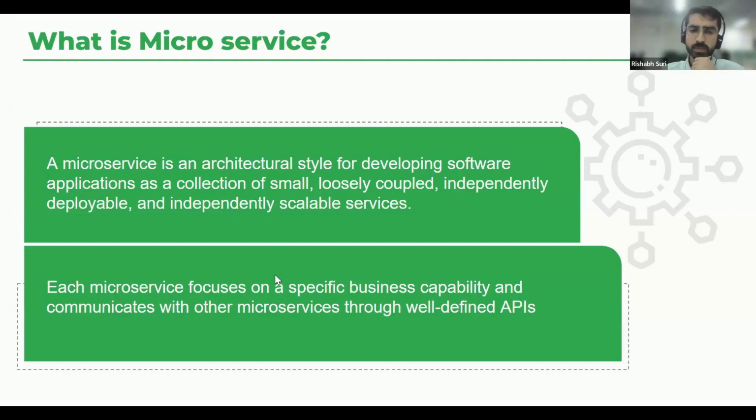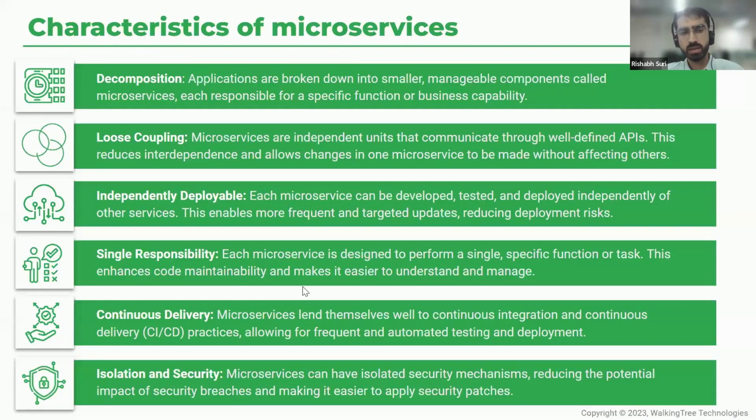Let's take an example. Shopify, as you all know, is a large e-commerce platform. In this platform, each microservice could represent a specific function, such as product management, order processing, and user authentication. These microservices all work together to provide a seamless shopping experience, allowing Shopify to evolve and scale independently. So now that we basically know what a microservice is, we are going to be talking about its characteristics.